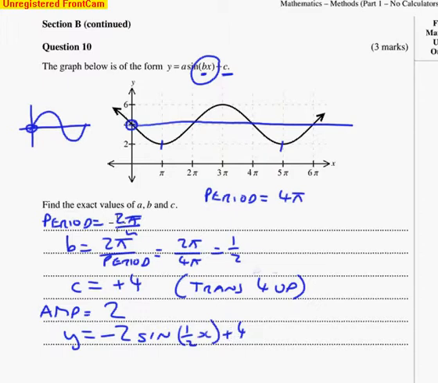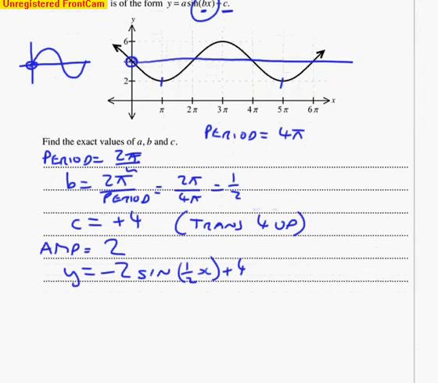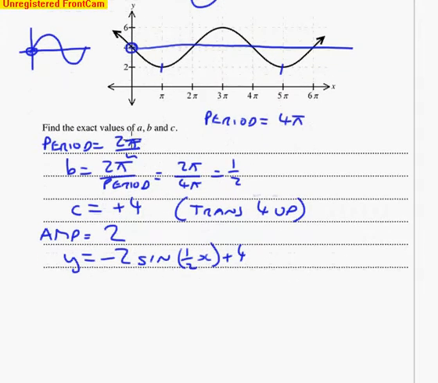Or we should write it, it's actually asked us for the values of a, b and c, so I'm just going to be very careful, as you should be when answering exam questions. Make sure you answer the question directly. I would say that a equals negative 2, remember that's because we need the reflection as well as the amplitude, b equals a half, and c equals plus 4, and that is it.